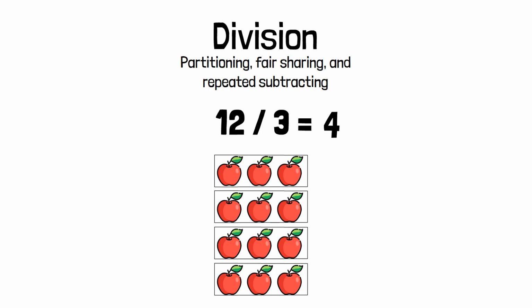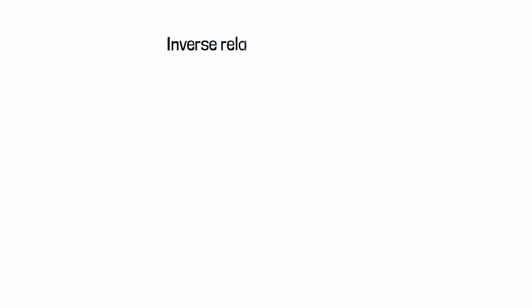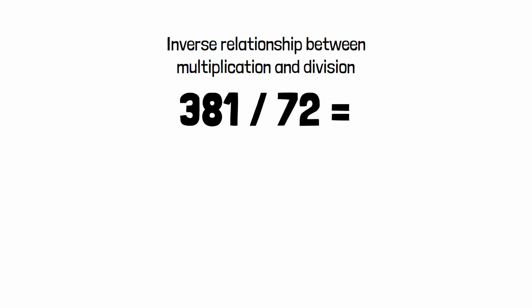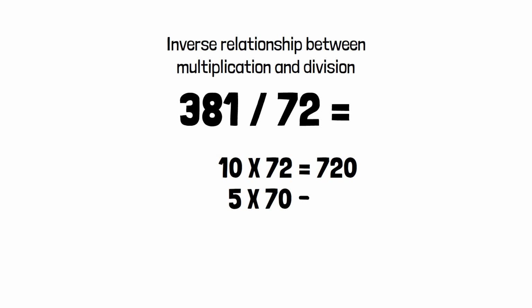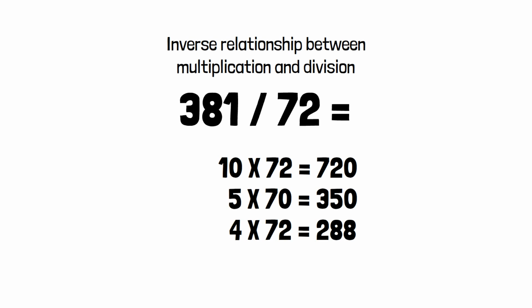Cluster problems are an approach to developing the missing factor strategy and capitalize on the inverse relationship between multiplication and division. For example, solving 381 divided by 72 can be approached by recognizing that 10 times 72 is 720, 5 times 70 is 350, and 4 times 72 is 288. These clusters help students see the relationship between the numbers and find the solution more efficiently.